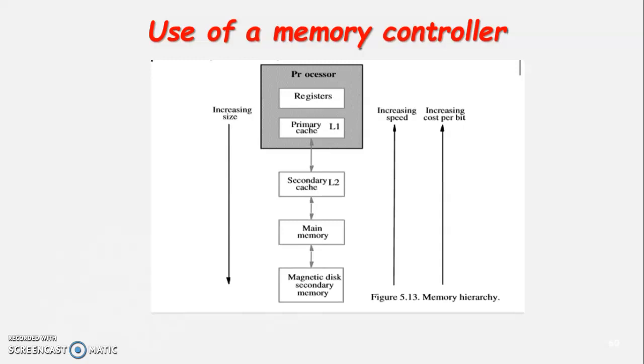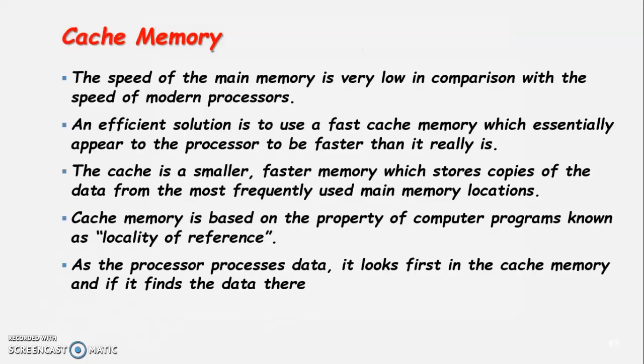An efficient solution to this problem is to use a fast cache memory which stores the active segments of the program. Since the processor interacts with the fast memory most of the time, the performance is improved. As the processor processes data, it first looks for the data in the cache memory, and if it finds the data in cache memory, it reads the data from cache, else a main memory access is needed. Thus, if the active segment of the program is placed in cache memory, the total execution time can be reduced significantly.